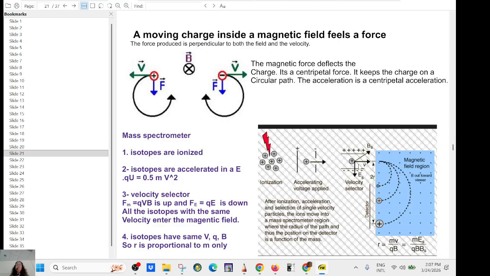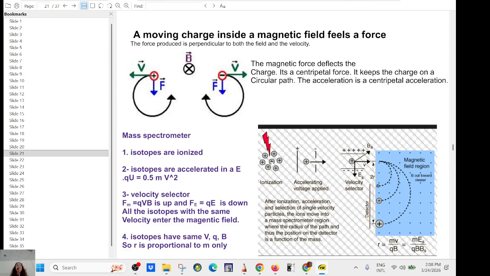But you want to make sure that all those isotopes will have the same velocity when they go inside the magnetic field, so the only difference will be the mass. That way you can find the mass of an isotope, or you can sort out isotopes according to their mass. So all of them need to have the same charge and the same velocity. For that, we use what is called a velocity selector.